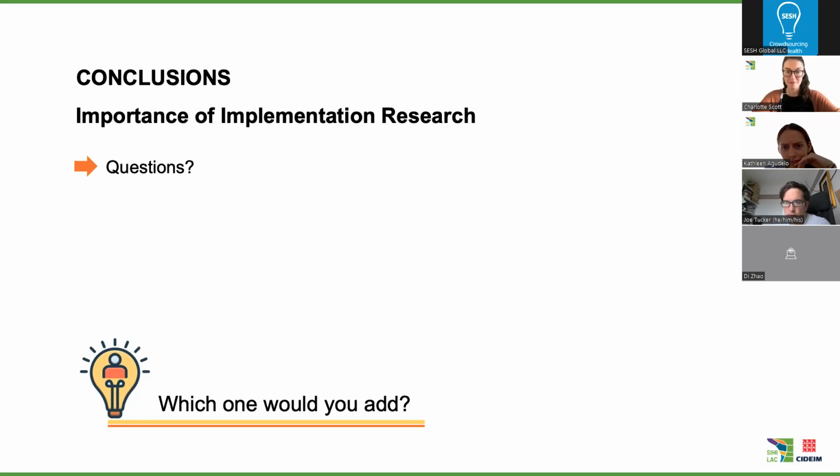Just looking at the chat box, we have a question here from Mariam about how do we tailor, things change quickly. How can we tailor implementation research? And I think this really gets at what you were just saying, Kate, about being adaptive. How can we adapt? What are some ways that implementation research can change? Probably changing context.